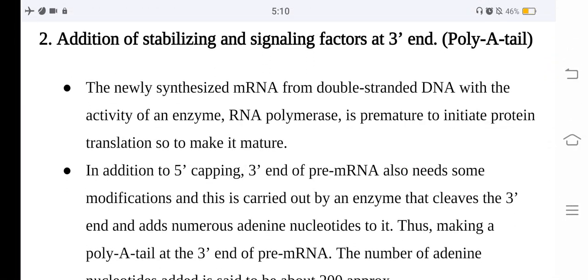Next, addition of stabilizing and signaling factors at the 3' end, the poly-A tail. The newly synthesized mRNA from double-stranded DNA with the activity of the enzyme RNA polymerase is premature to initiate protein translation, so to make it mature.